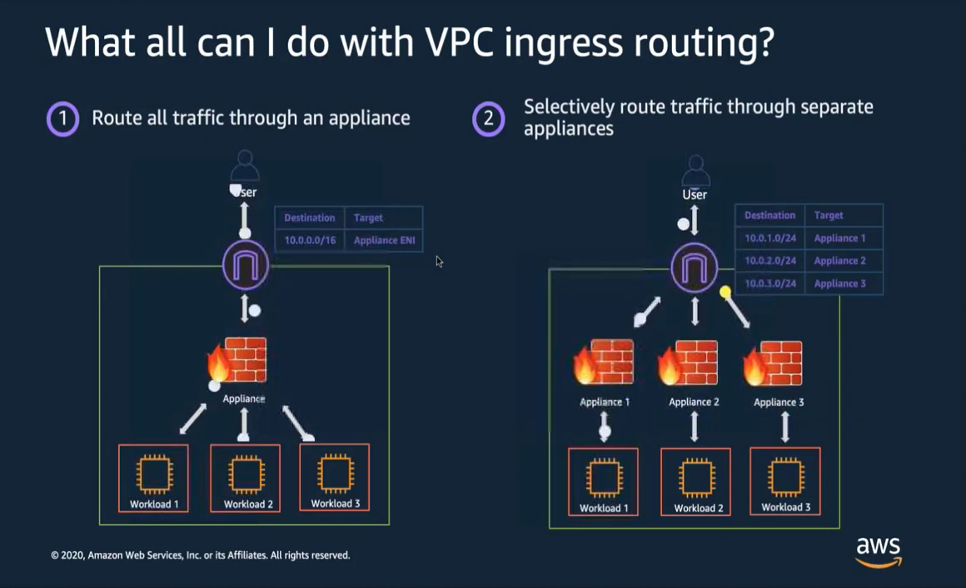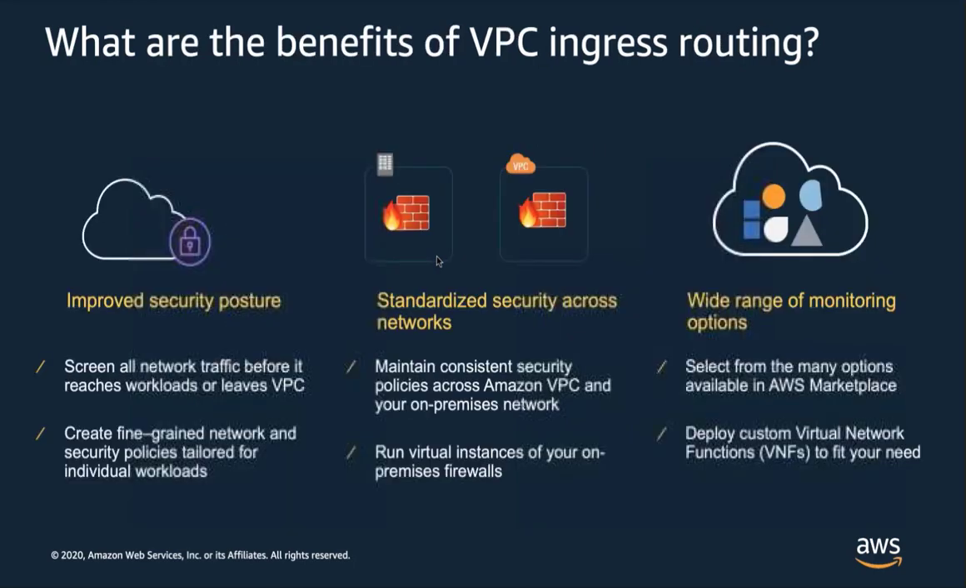So if you look at the animation, and at the route table specifically, you see that the network packets that are destined for workload 1 will pass through appliance 1. The network packets that are destined for workload 2 will pass through appliance 2, and so on. In the next slide, we'll look at the biggest benefits of VPC Ingress Routing.